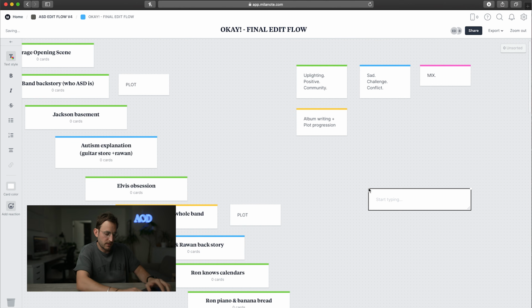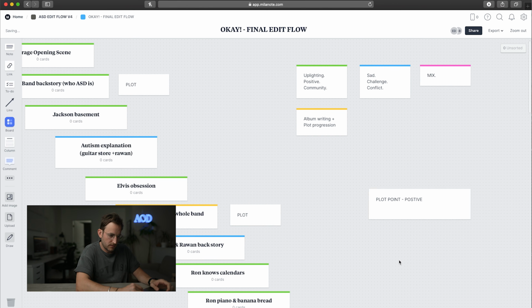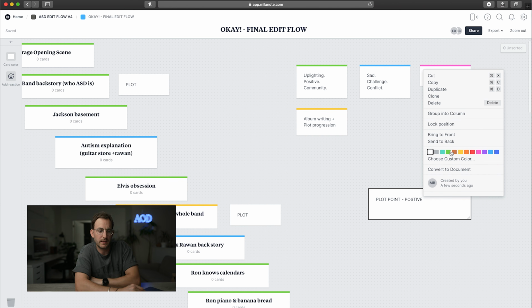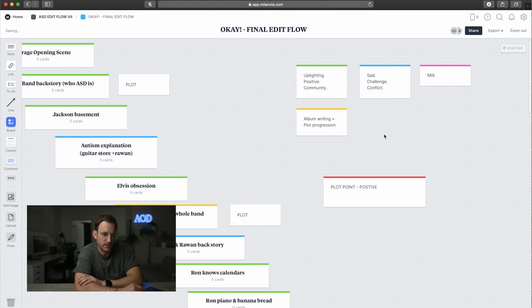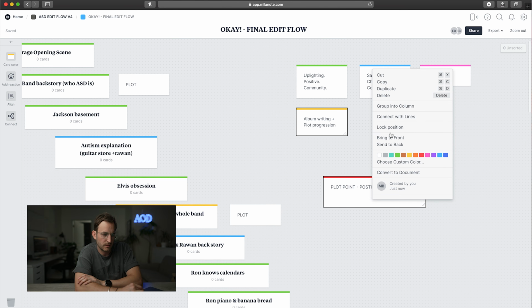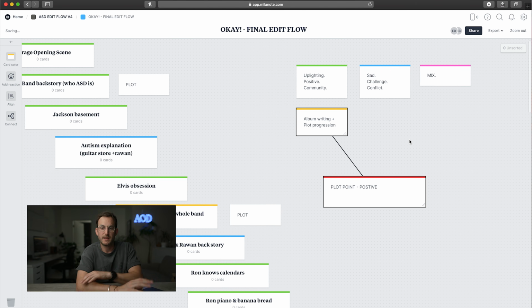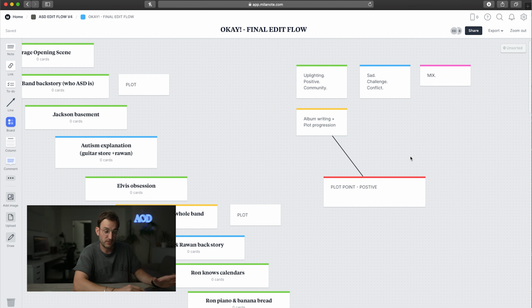I can just double click it here and say plot point dash positive, enter, and then I can just right click it and add a color, green. Green feels positive. Or if it was negative, I could just right click it again and give it a red marker here. And move this around, and click and drag. I can connect with lines. It's super easy and very visually driven to work with.